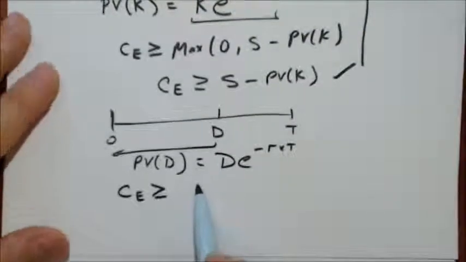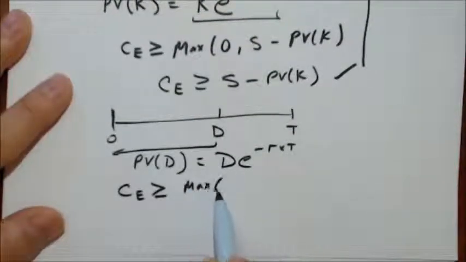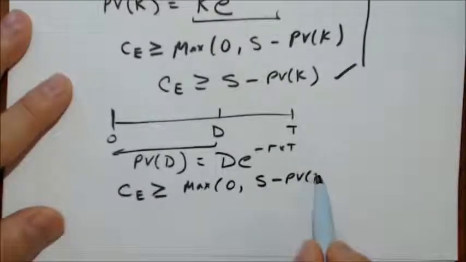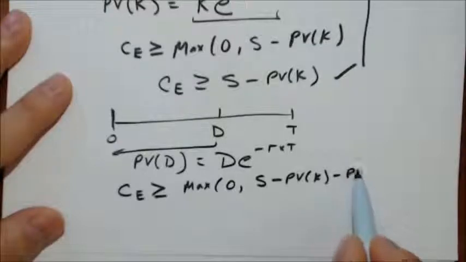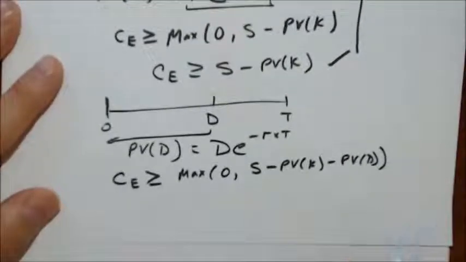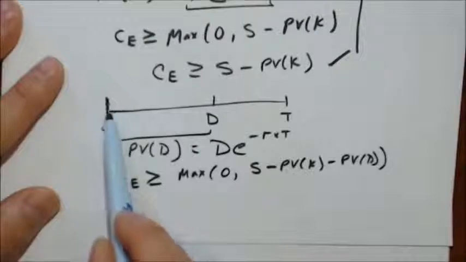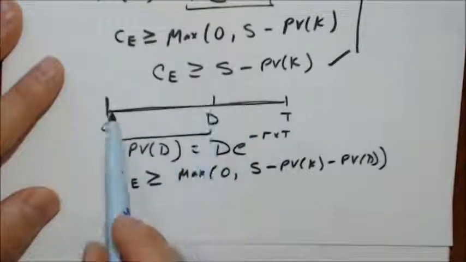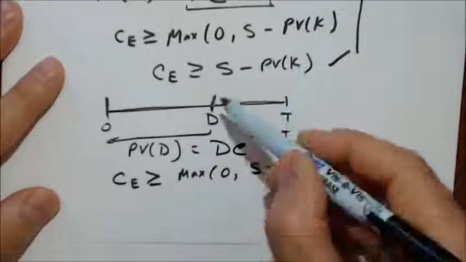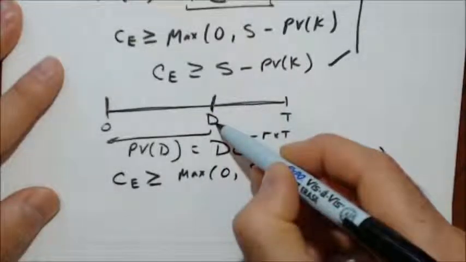It could be the maximum of 0, or the stock price minus the present value of K minus the present value of dividends. You might want to ask, well, why did I subtract out dividends? Because the stock price will be reduced during the life of the option. During this life of the option, when the stock pays a dividend right here at this point, the stock is going to drop by the amount of D.